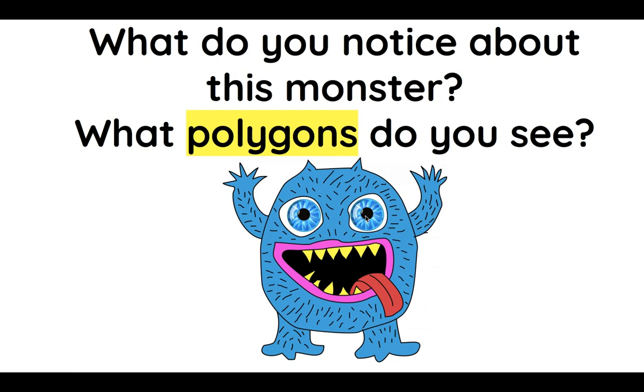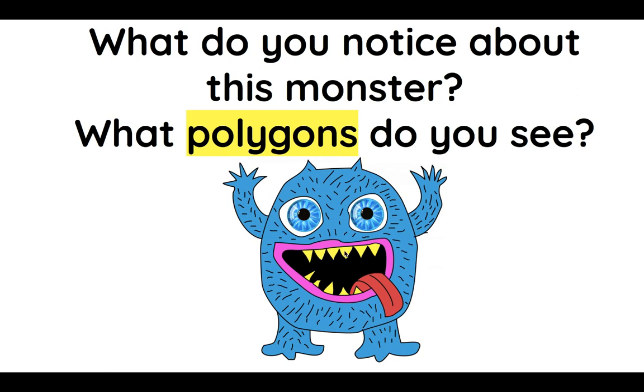Are those polygons? Put your thumbs up if you think yes. Put your thumbs down if you think no. If your thumb is down, you are correct. The circles are not polygons because remember, polygons have to be a closed shape with 3 or more straight sides. Circles do not have straight sides. So what polygons do you see?